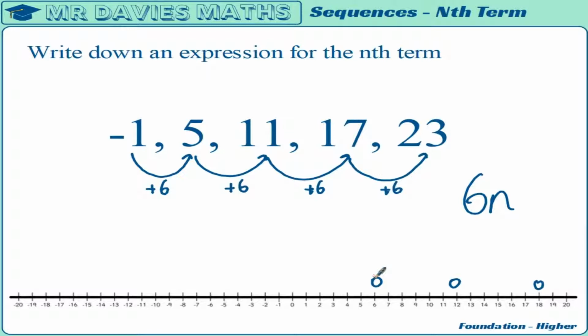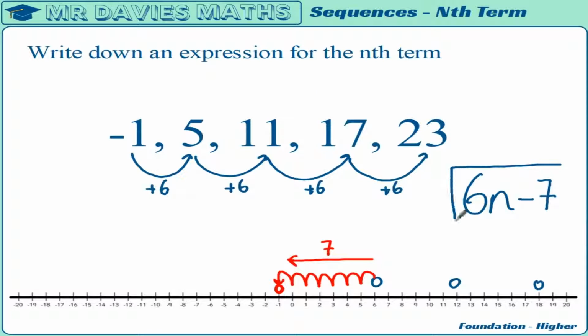Instead of starting at 6, like a normal 6 times table, it's moved backwards 1, 2, 3, 4, 5, 6, 7 spaces and decided to start here. So it moved 7 spaces in the negative direction. So what we're going to say is it is a version of the 6 times table, but moved backwards 7 spaces. And that is the nth term for this sequence.